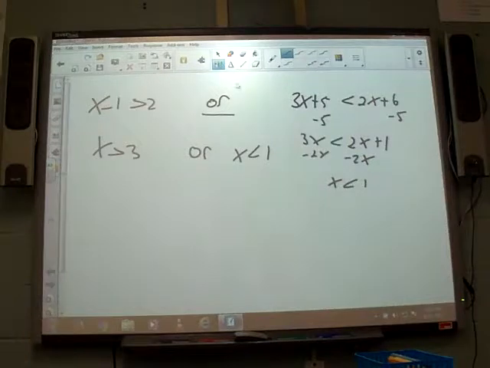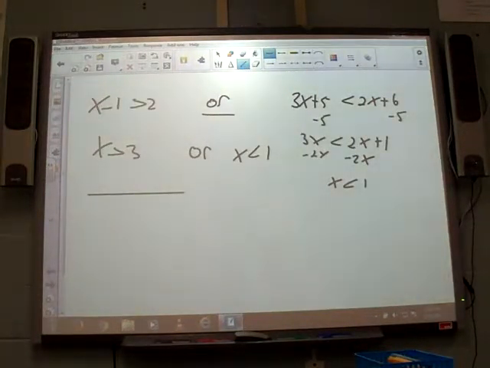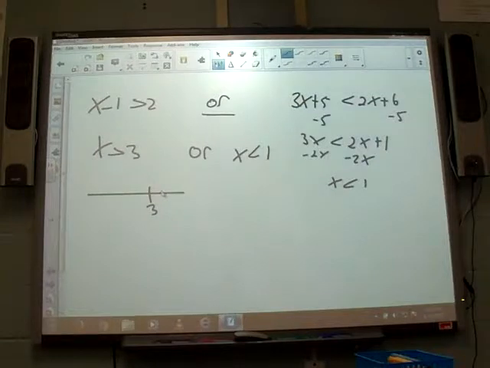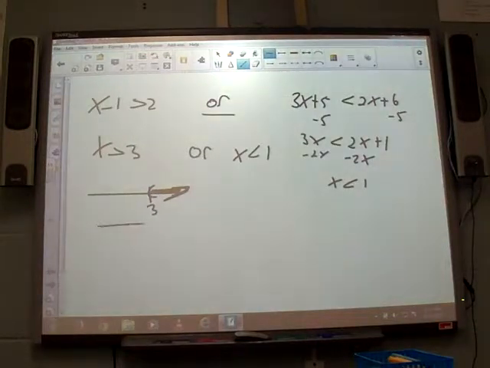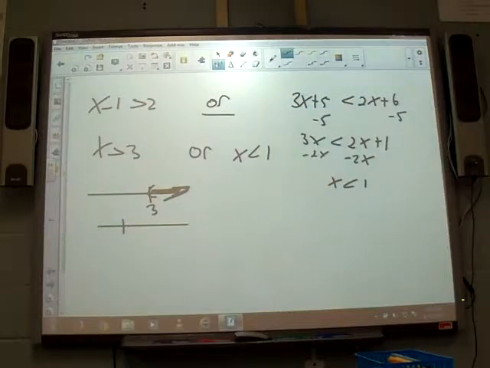Okay? Let's look at how this is going to appear on our number lines. Make sure you put these in numerical order. I always tell you that students mess it up. I messed it up this morning. So, greater than 3 would look like that. 1 would go to the left of 3. I forgot that this morning. Less than 1 would go like that.